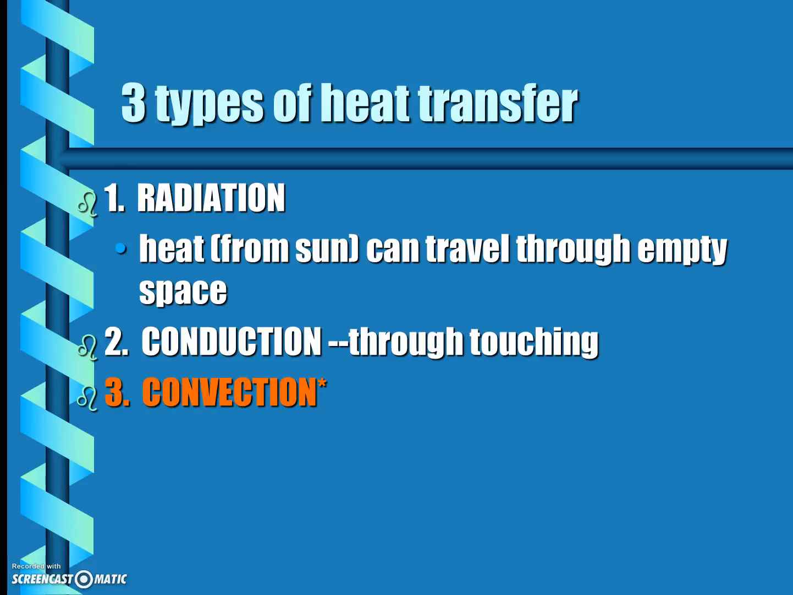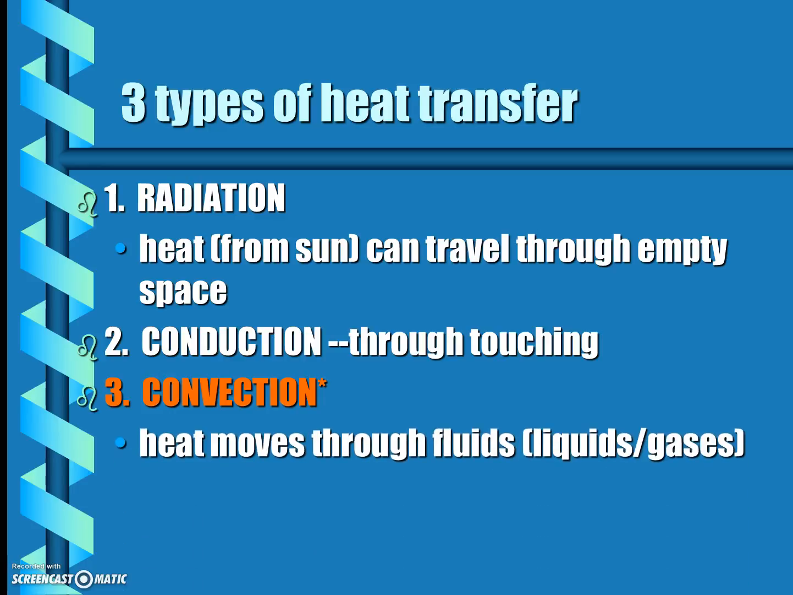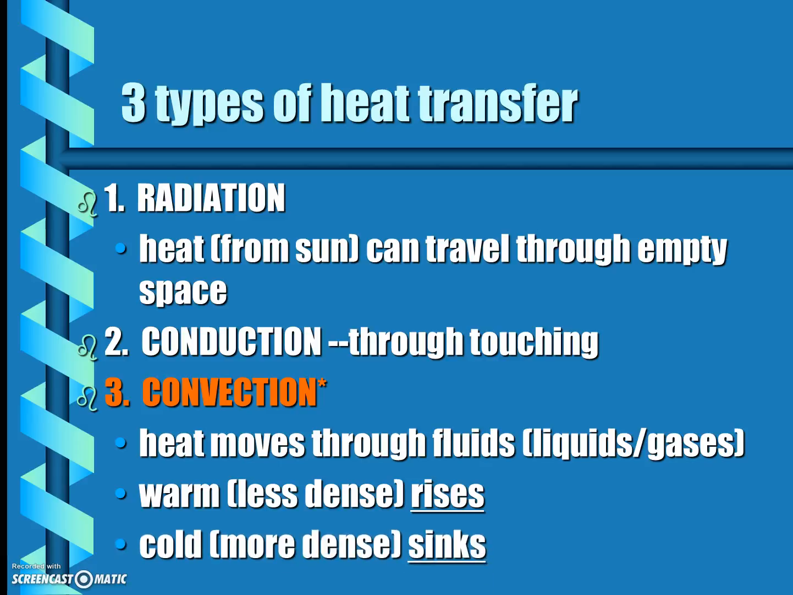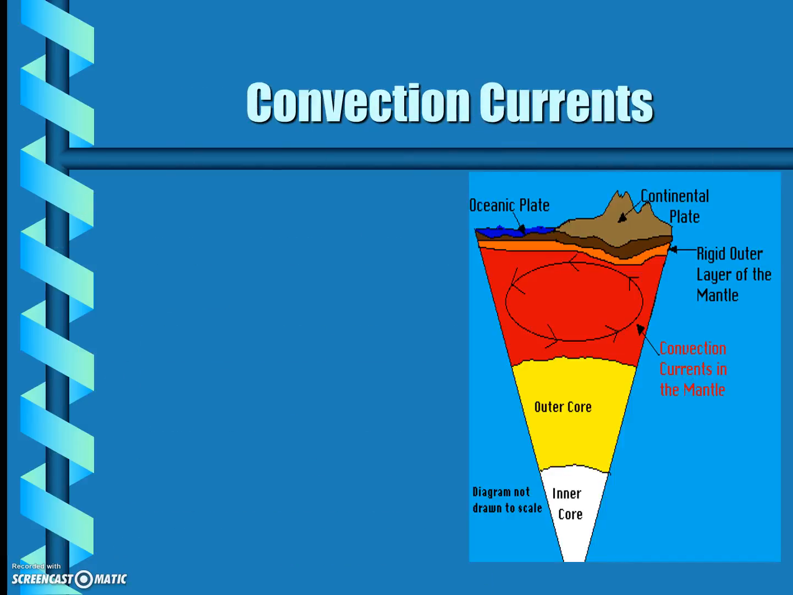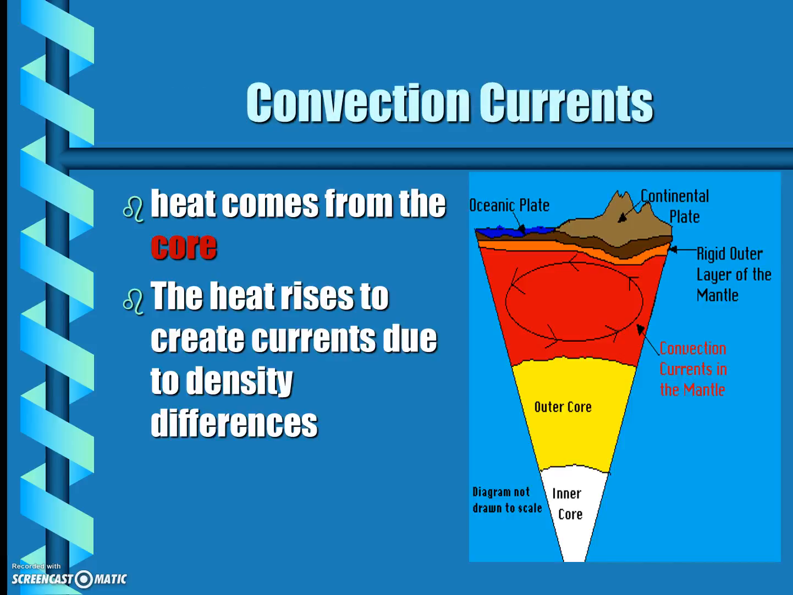And convection, this is very, very important, because this is the one that has to do with the lithosphere and the asthenosphere. This is when heat moves through fluids, like the mantle, that bendable rock, that jello stuff. The heat will come through there and it'll fall back down in a current-like motion. The warm air that is less dense rises, and then of course the colder air sinks. All right, so this is how convection currents work. Heat comes from the core, so this is where the core is, and then heat rises to create currents due to density differences.